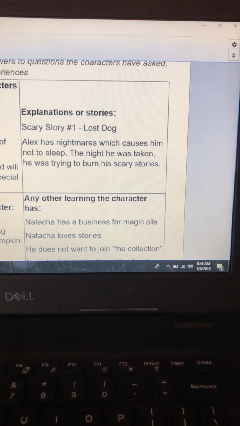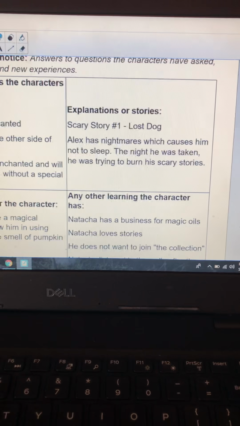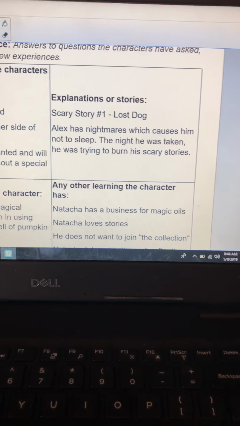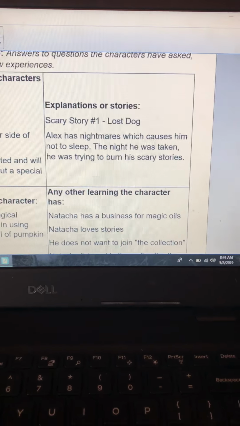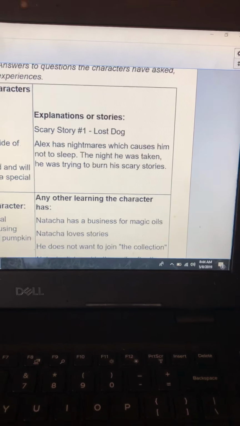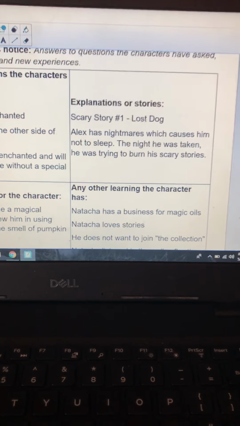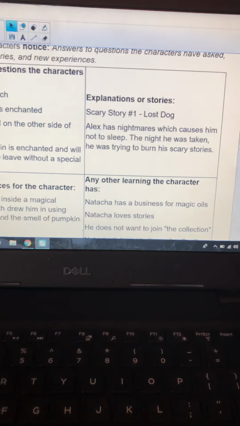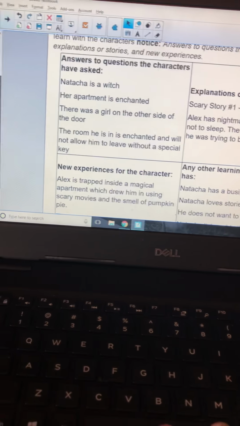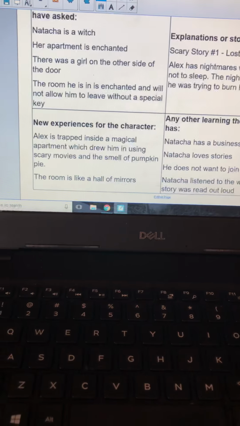Explanations or stories. Well, he's read one scary story called Lost Dog. And Alex has nightmares which cause him not to sleep. We don't know why. We don't know where these nightmares come from. He seems like he's a little bit of a social outcast, the way he describes himself, and these nightmares separate him from other people. So we know that the night he was taken, he was trying to burn his scary stories in the basement for whatever reason. I think he wanted to separate himself from them.